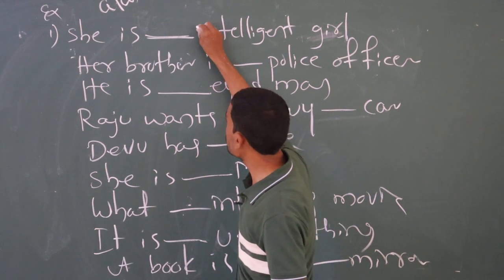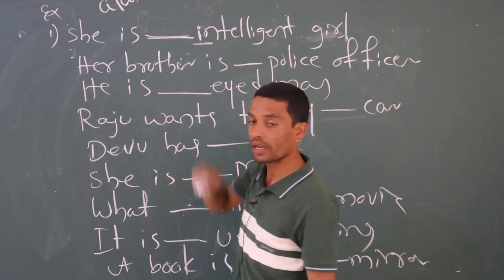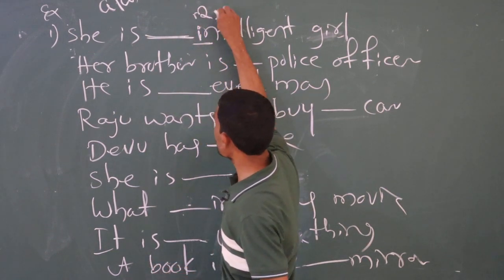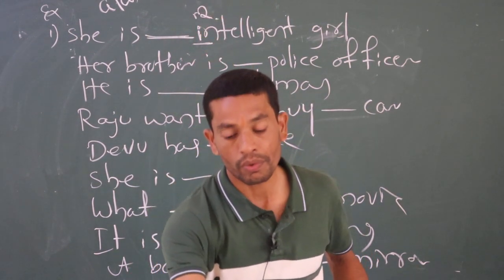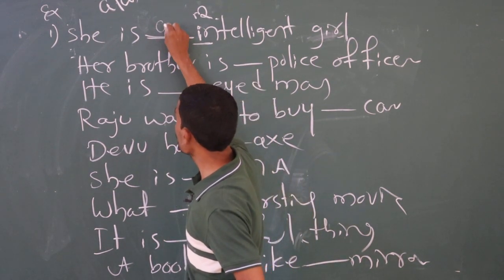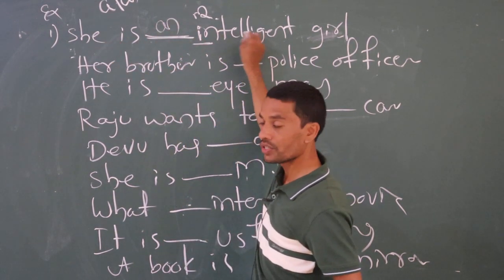Here first you have to observe this letter. This letter is a vowel, A, E, I, O, U, and it is pronounced like E. So in Kannada also we give the pronunciation E. So when it is pronounced E, we have to use an. She is an intelligent girl.